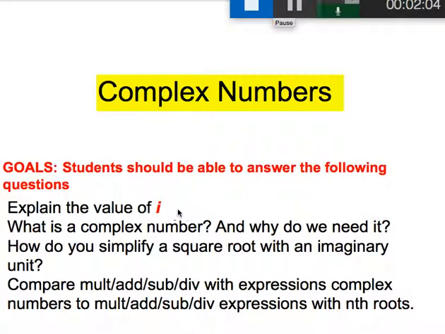All right, the complex numbers. So your goal today is you should be able to answer the following questions by the end of the lesson, hopefully. Explain what the value of i is. What is a complex number and why do we need it? How do you simplify square root with an imaginary unit? How can you multiply, add, subtract, and divide with expressions that have complex numbers, and compare that to expressions with nth roots?